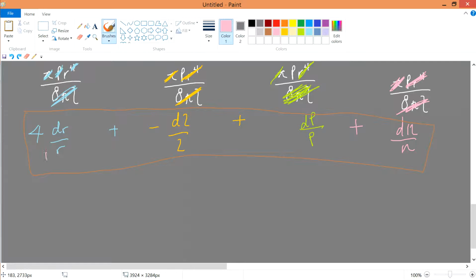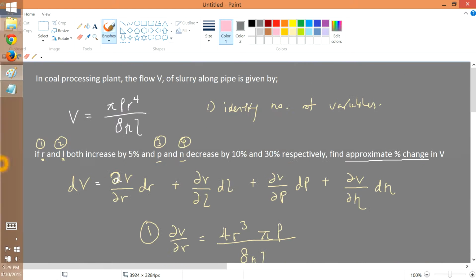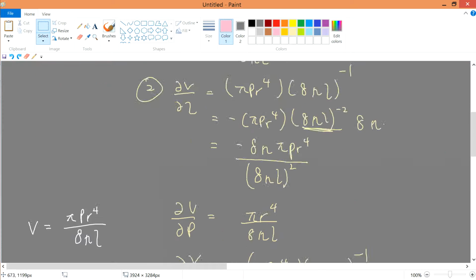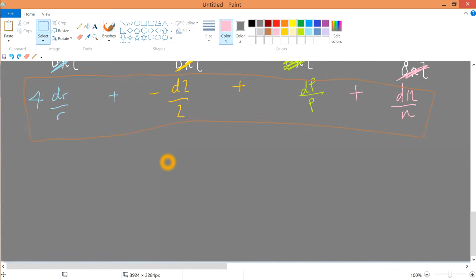These are the individual changes in percentage. If you remember back in the question, they said that r and l both increase by 5%. This means there is a change of 5%. 5% is equal to 5 over 100, which is equal to 0.05, right? That's all I'm talking about.